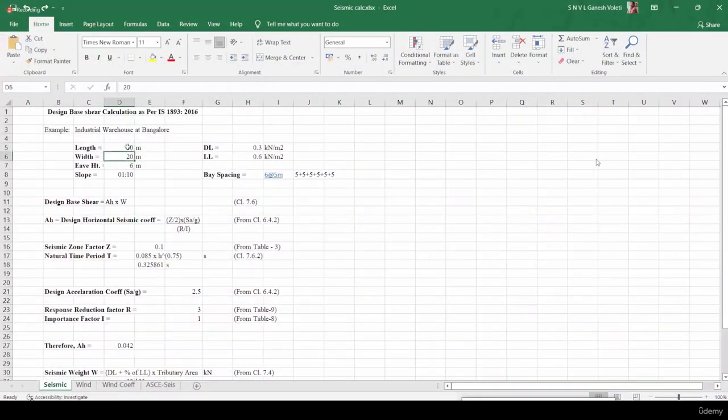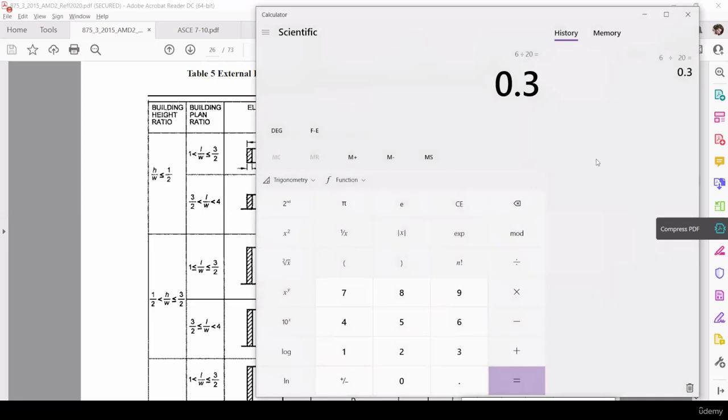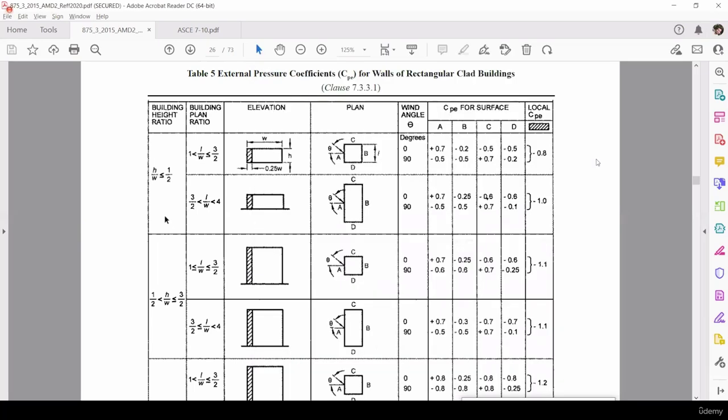So width is 20 meters, length is 30 meters. So which one do I have to apply here? The length to width ratio: length is 30 meters divided by width is 20 meters. That gives you 1.5. Yes. Okay. So 1 to 1.5, first case, right?